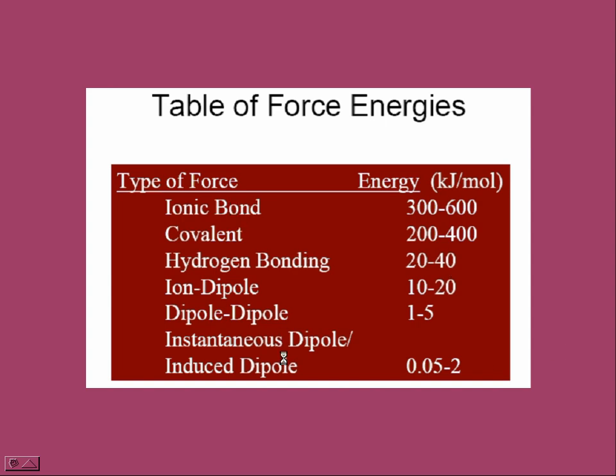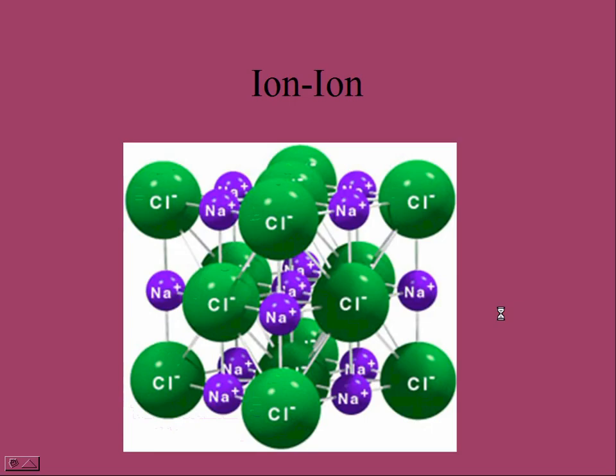This is just giving you a relative strength, in kilojoules, for breaking those bonds. So you can see the ionic and then the covalent. Then you've got hydrogen next. So ionic is going to be the strongest there.